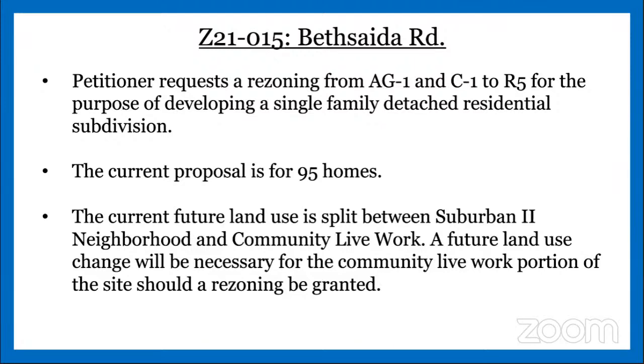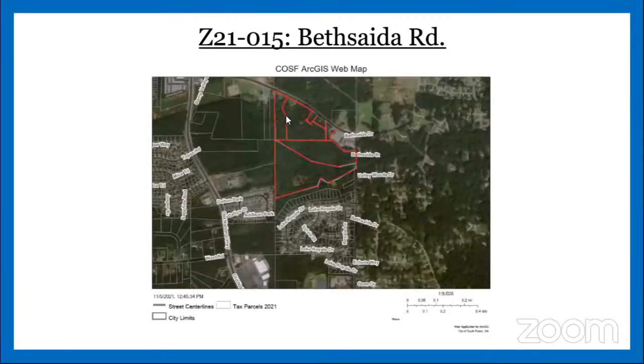So this site is zoned AG1, and the petitioner would like to rezone to R5, and they want to develop a single family residential subdivision, and they're proposing 95 single family homes. The current future land use is split between suburban 2 neighborhood and community live work. So a future land use change will be necessary for the community live work portion of the site should a rezoning be granted.